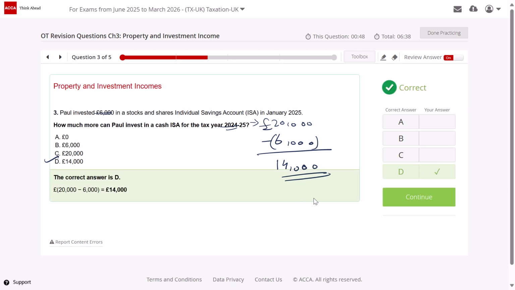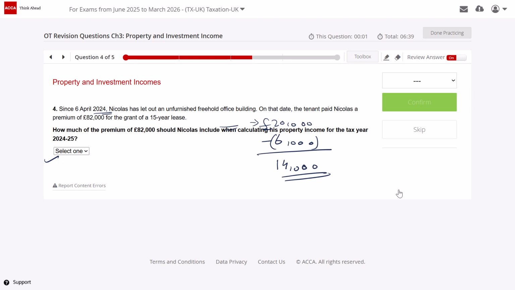Confirm and continue. Okay, question 4. What does question 4 say? Since 6th April 2024, Nicholas has let out an unfurnished freehold office building. On that date, the tenant paid Nicholas a premium of 82,000 for the grant of a 15-year lease. How much of the premium of 82,000 should Nicholas include when calculating his property income for the tax year 24-25?